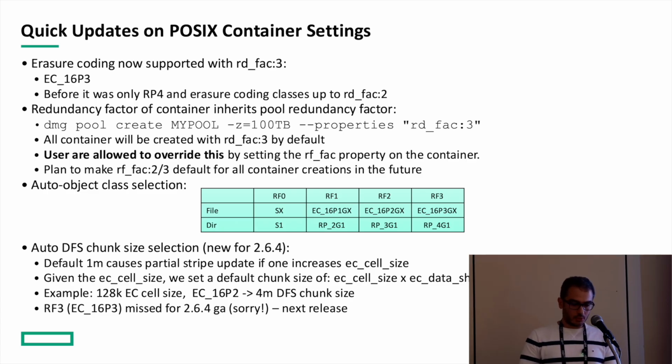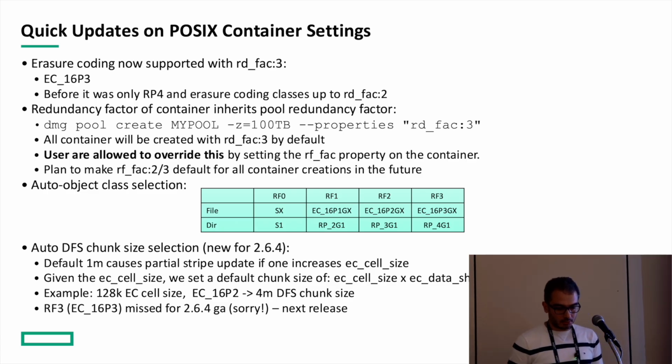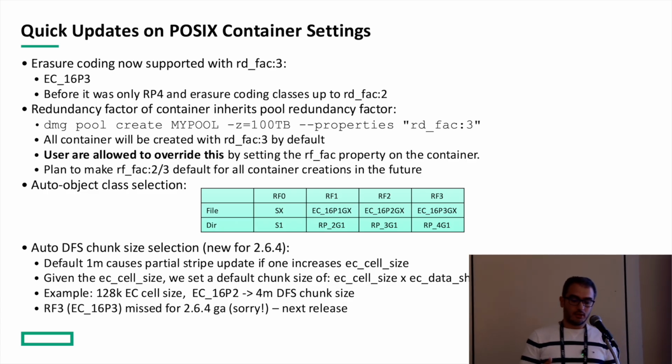One thing we also have is the redundancy factor. We know it's been there before, the redundancy factor of a container inherits the pool redundancy factor. You can set this property, RF3, on the pool, and the container will inherit it. So you can do that to have all users who are creating containers inherit the redundancy factor if they don't set it.